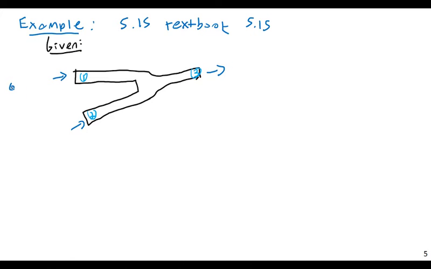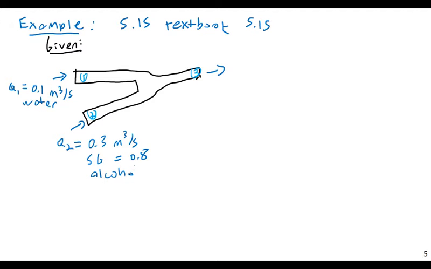Now, Q1 is going to be 0.1 cubic meters per second, and it's going to be water. And Q2 is going to be 0.3 cubic meters per second, but it's going to be a fluid of specific gravity equal to 0.8, and that is alcohol. This could be at a distillery, or some sort of industrial alcohol, a solvent, even rubbing alcohol, things you wouldn't want to drink. But I'll let you choose your scenario.